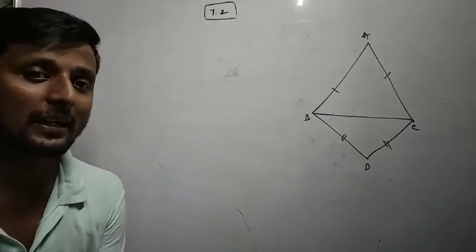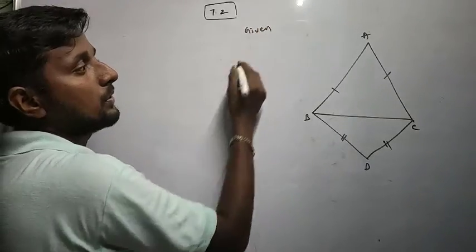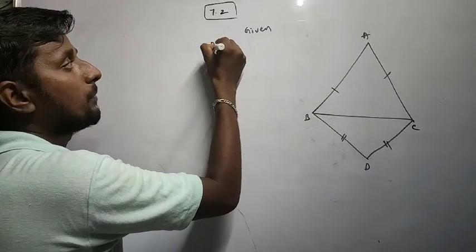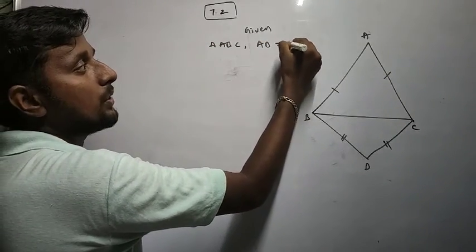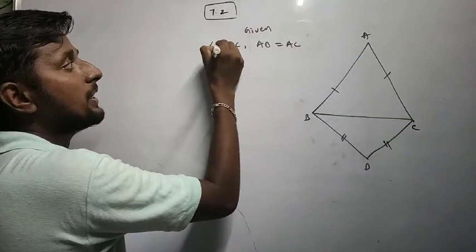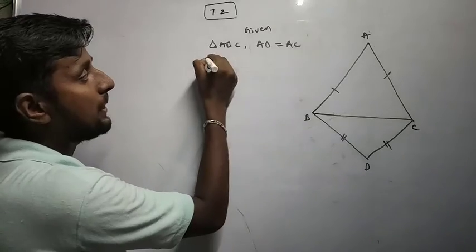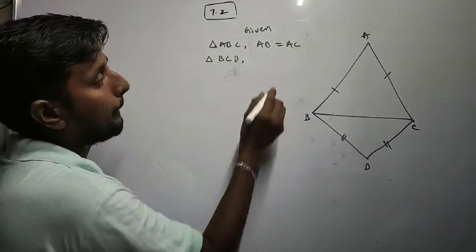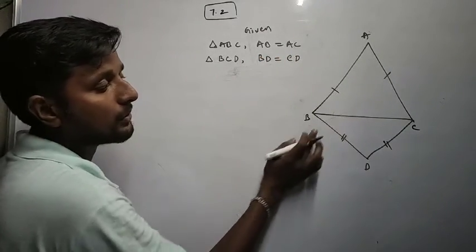So from the diagram we can understand, I think so. The given information from the diagram, the short form I am writing. In triangle ABC, AB is equal to AC. So simply, we can say that ABC is an isosceles triangle. In triangle BCD, or BDC, BD is equal to CD. So BCD is also an isosceles triangle.